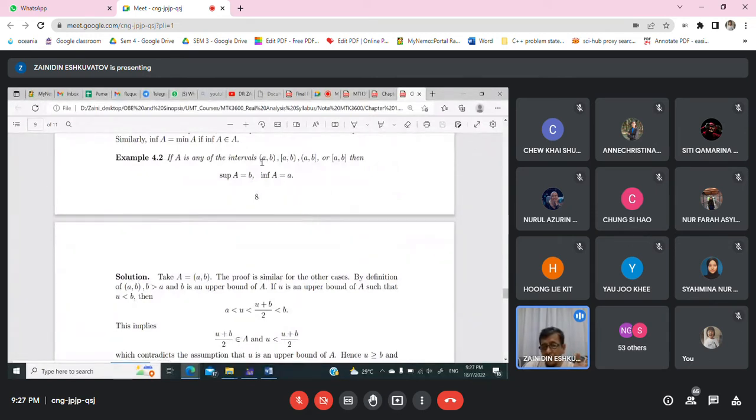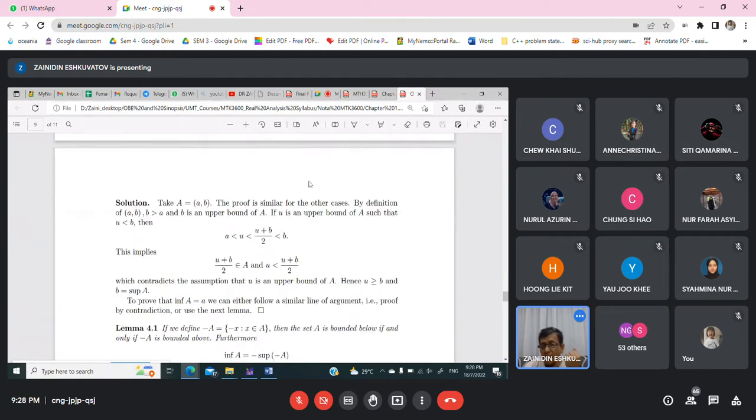For example, usually we say that in this subject everything needs proof. Yes, we know that for this interval, the supremum is b and the infimum is small a. Now, how to prove it? For the proof, a very interesting and nice proof is shown here. The proof is similar to the other cases. By definition, if the interval (a, b) is given like this, then definitely b is greater than a, and b is an upper bound for this interval A.